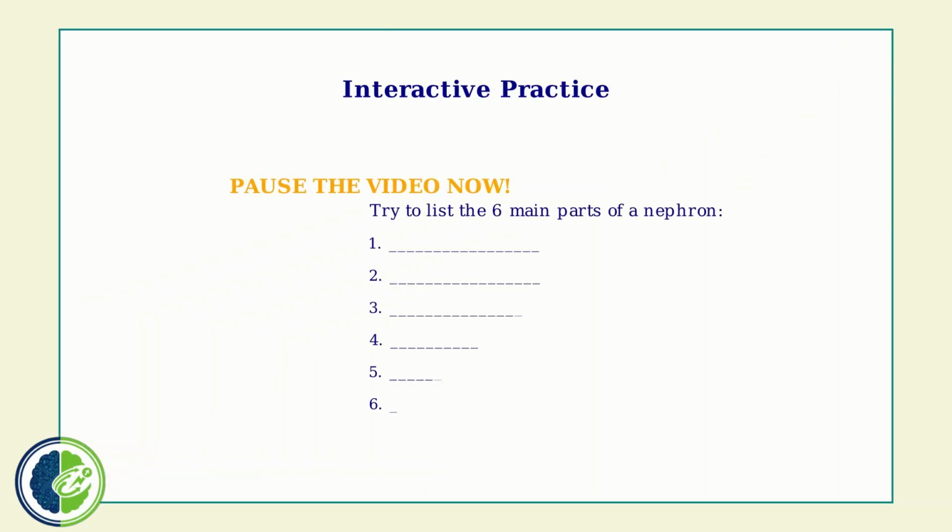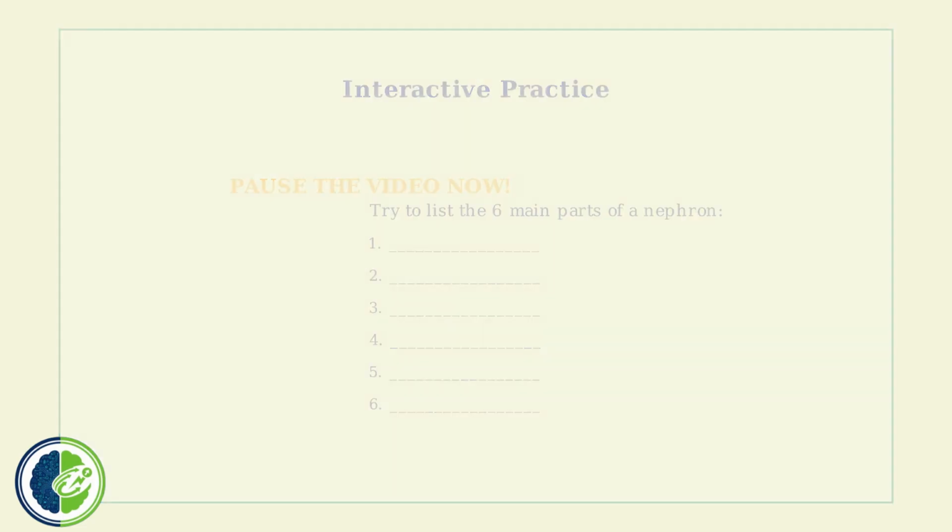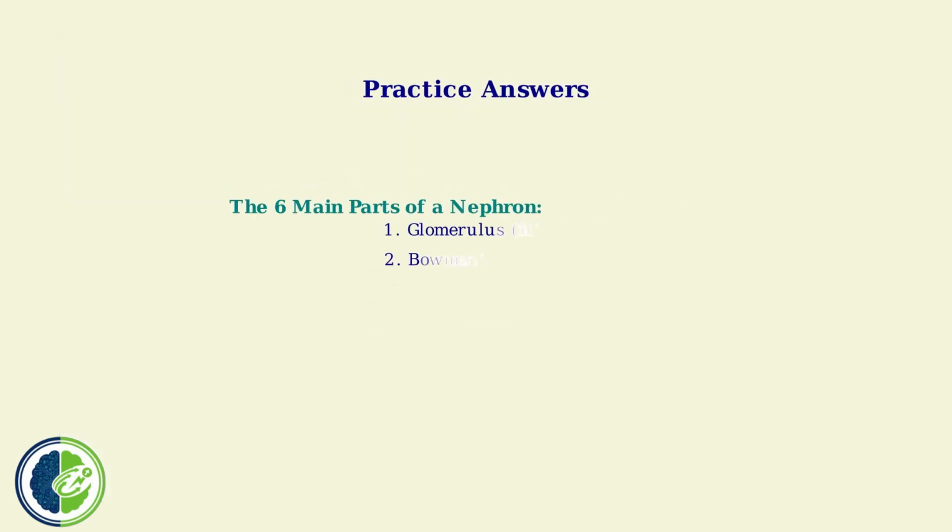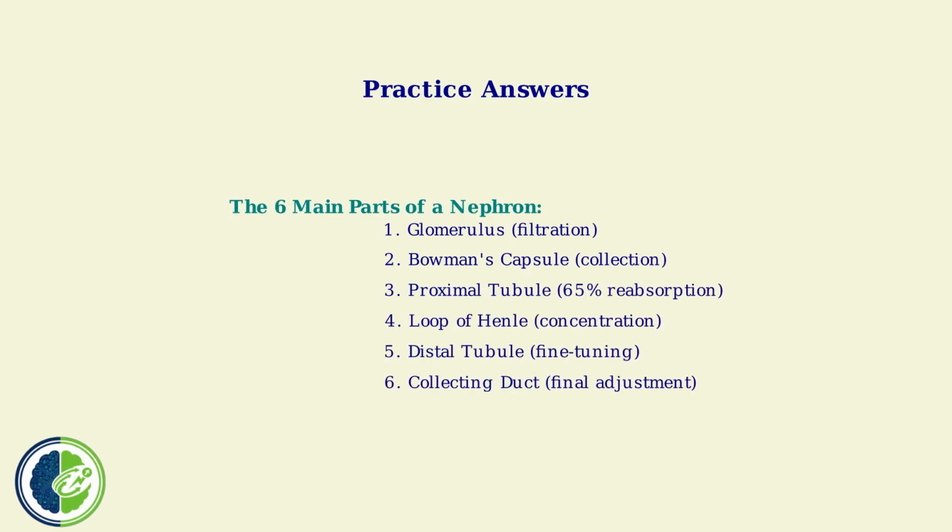Time for practice. I want you to pause this video and try to label the parts of a nephron from memory. When you come back, we'll check your answers together. Welcome back. Here are the answers. The 6 main parts are glomerulus, Bowman's capsule, proximal tubule, loop of Henle, distal tubule, and collecting duct.